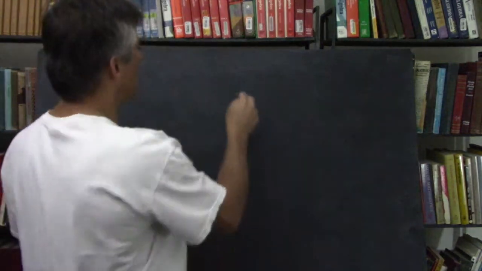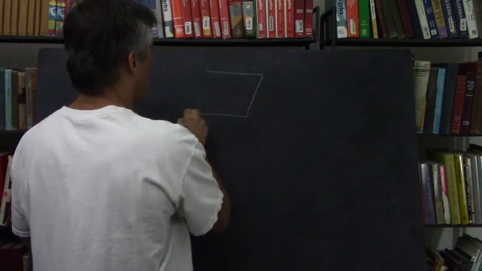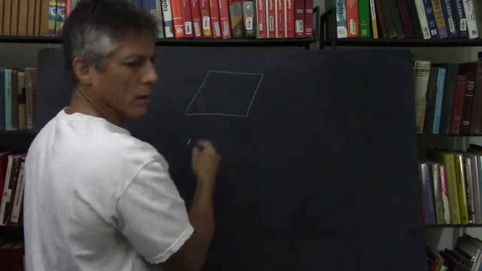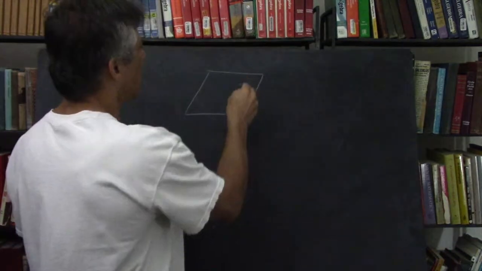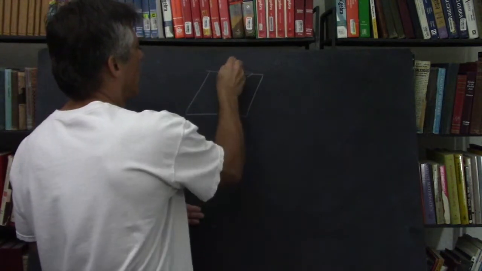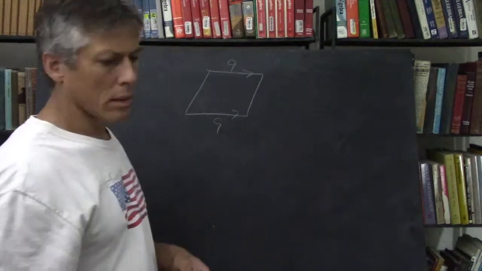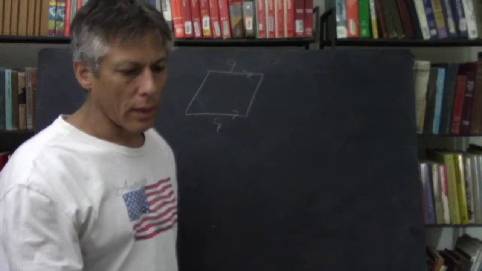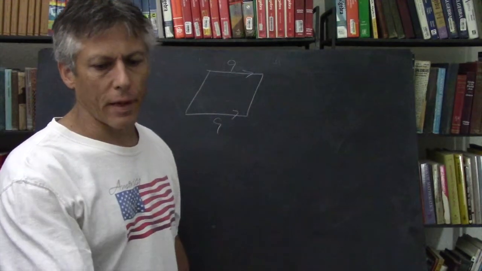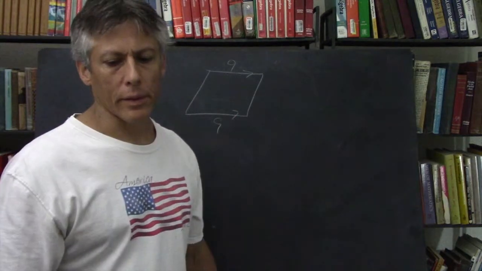Okay. Number 2, never mind the diagonals. We've got that parallel to that, and 9 and 9. So by theorem 5.5, it's a parallelogram.